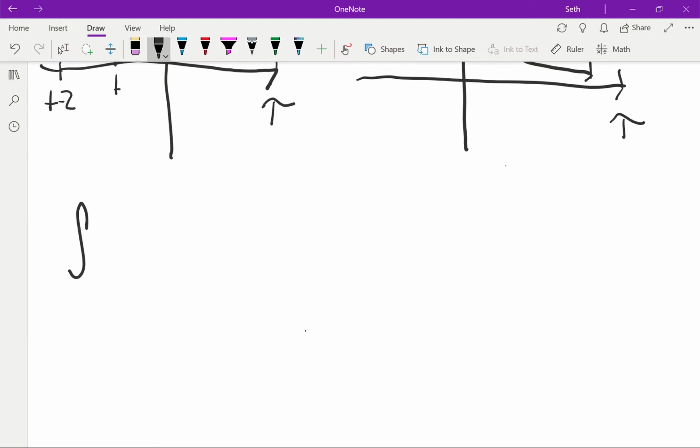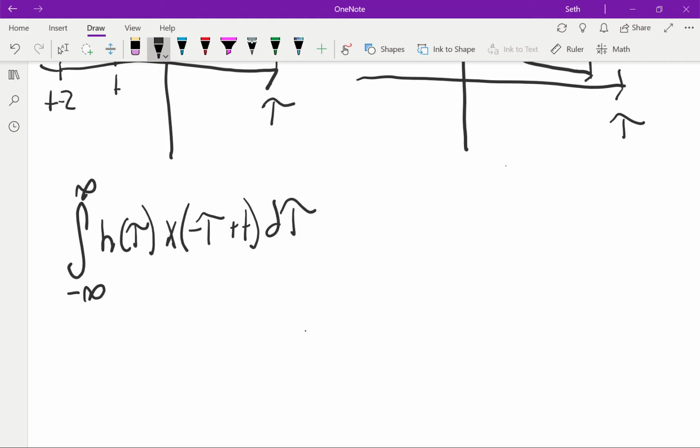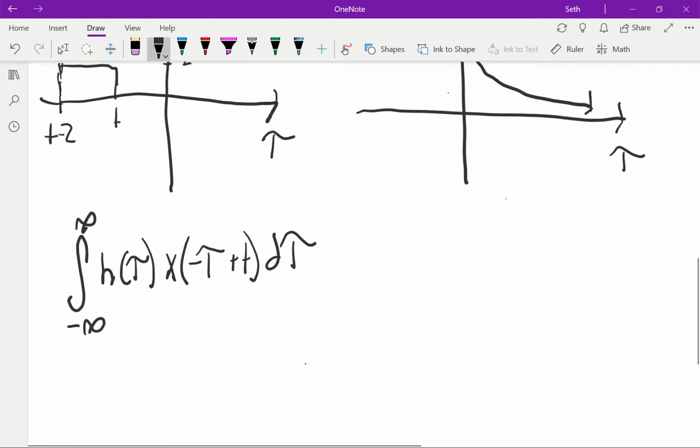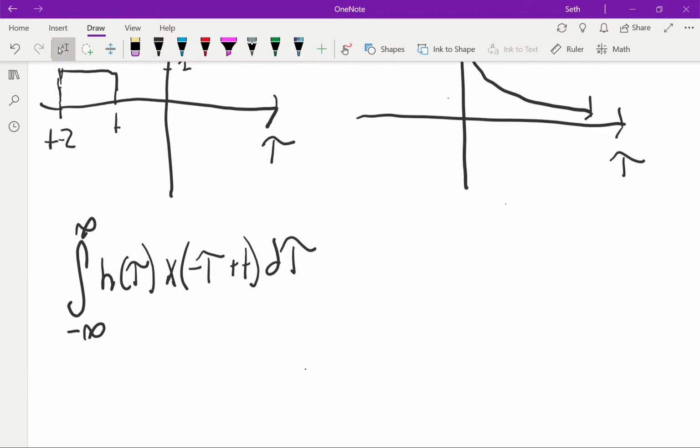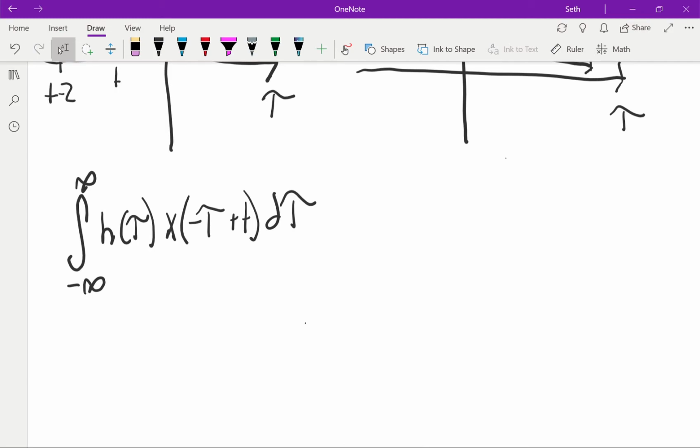The integral, again, was minus infinity to infinity of h of tau times x of minus tau plus t d tau. Okay, so we need to split this integral up, and we're going to consider different cases. So for case 1, t is less than 0.